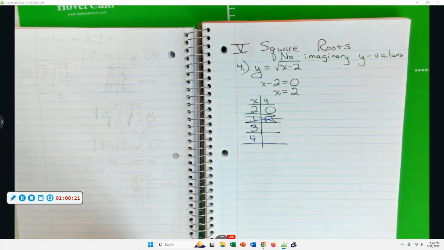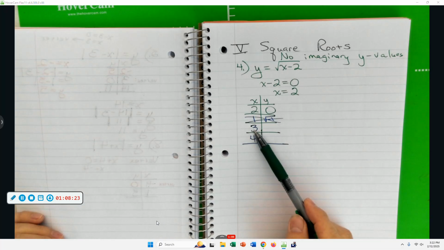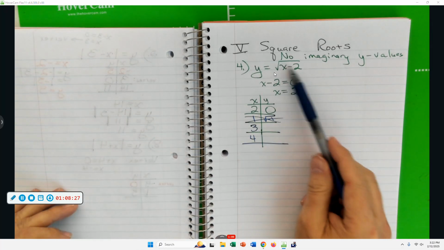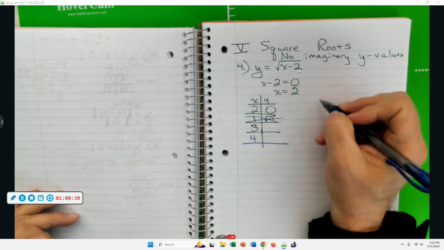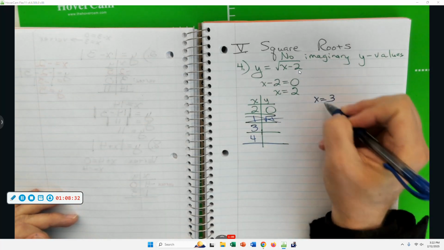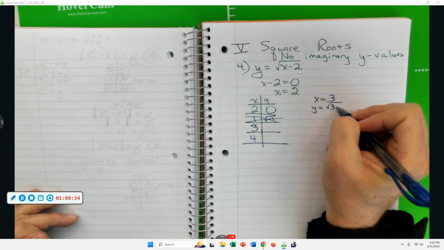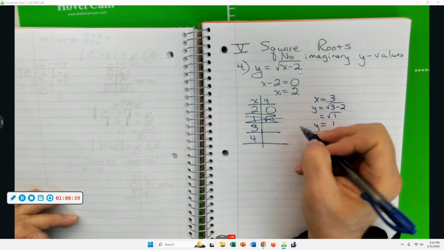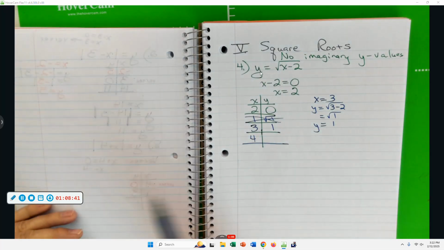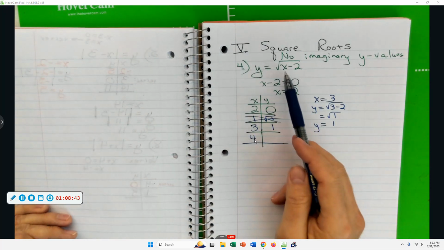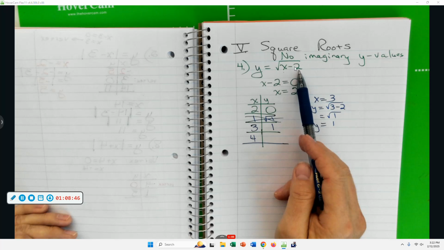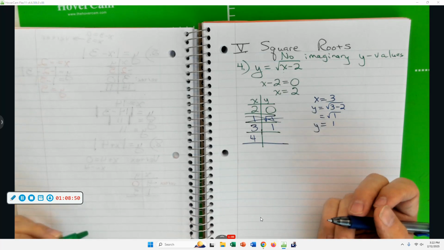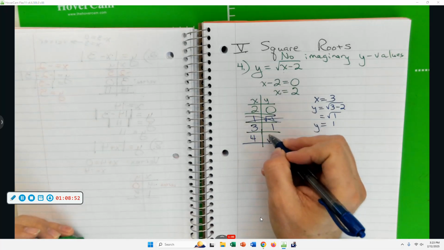Okay. What are you going to get when you plug in 3? 3 minus 2 is 1, and the square root of 1 is 1. If you plug in 4, 4 minus 2 is 2. Well, the square root of 2, can we simplify that? No, we're just stuck with the square root of 2.